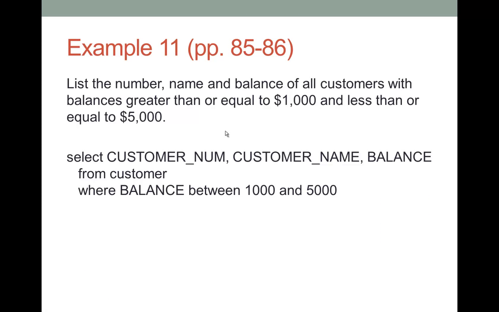Example 11, and this is the last example we're going to do this week, because this seems to be a clean break, because they start in computed fields starting with chapter 12. So this seems like a good place to break the chapter up. So we're going to list the number, name, and balance of all customers with balances greater than or equal to $1,000 and less than or equal to $5,000.